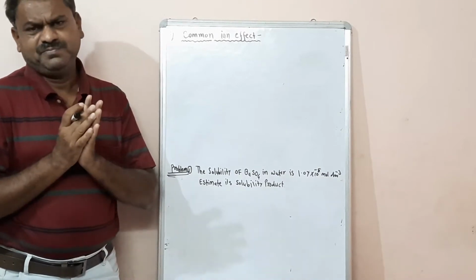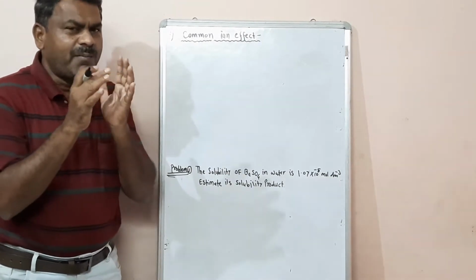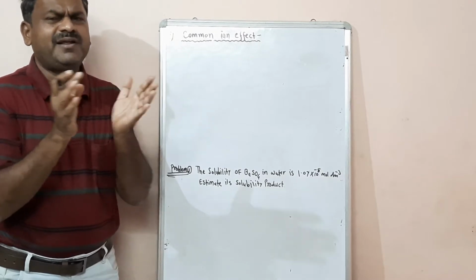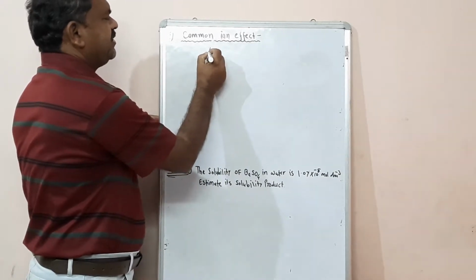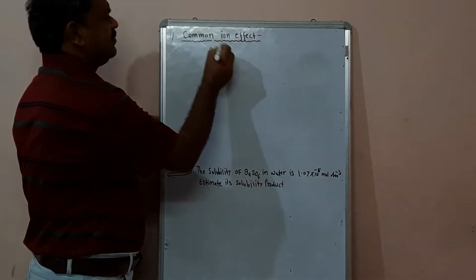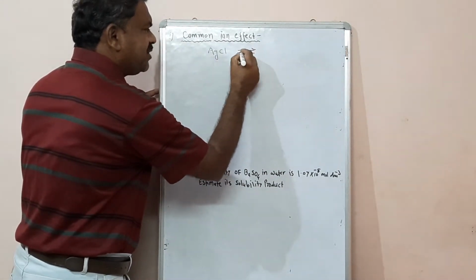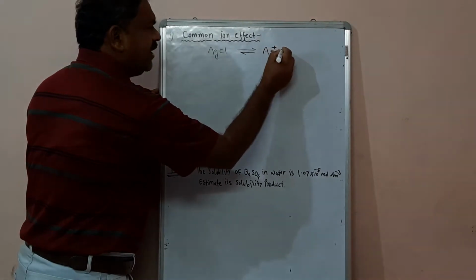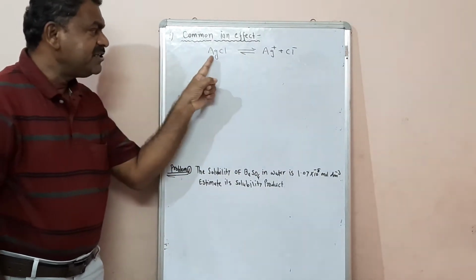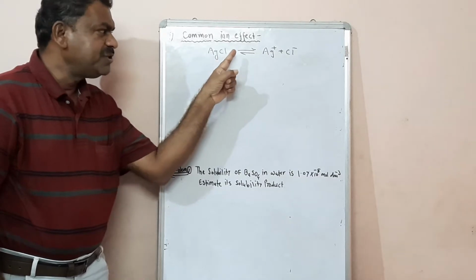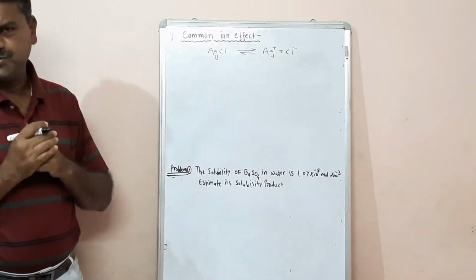Now this is one definition. For example, what is the relationship between the common ion effect and solubility? Let us see AgCl, which is a weak electrolyte that dissociates to form Ag+ and Cl- ions.